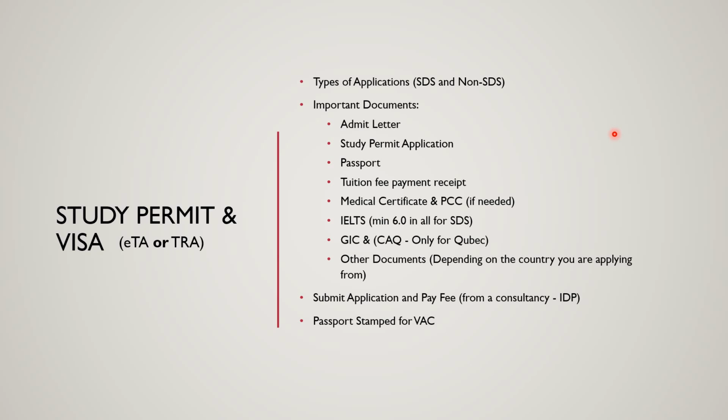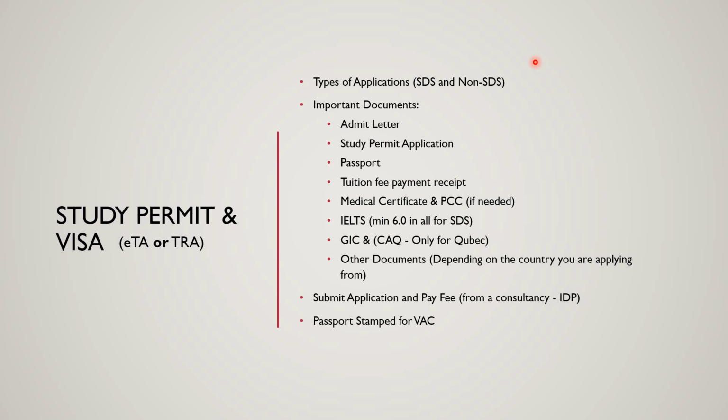So there are mainly two kinds of applications, SDS and non-SDS. SDS is nothing but the student direct stream where students will get the study permit in 21 days, and the non-SDS takes a huge amount of time, guys. Let's say it ranges from 2 months to 3 months. During this corona pandemic, it is taking a lot more than that, so I suggest you to go for SDS.